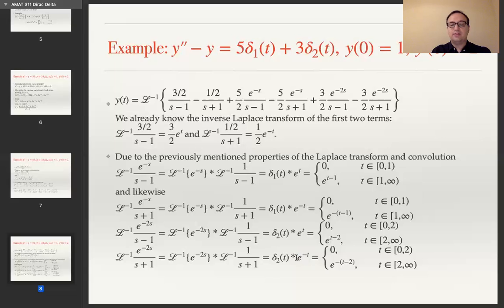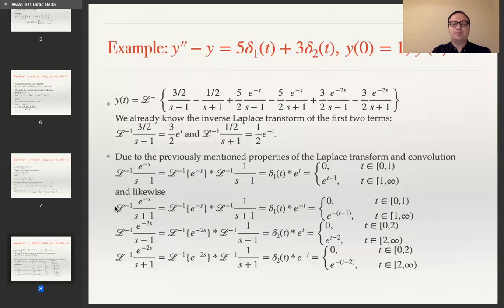So we take the function e to the minus t on the interval 0 to infinity and move it to the right by 2. And in the remaining space between 0 and 2, we fill it by 0. So this result is 0 when t is between 0 and 2, and e to the minus (t minus 2) when t is between 2 and infinity.